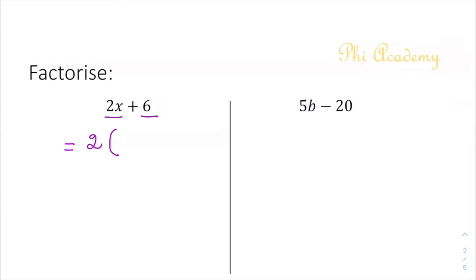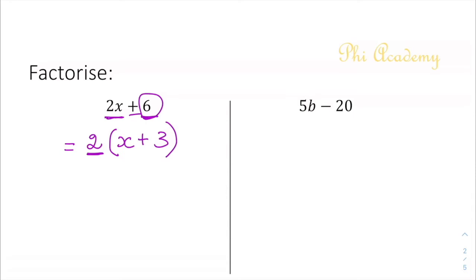Now what times 2 will give me 2x? I just need to multiply it by x. And then what times 2 will give me 6? It is 3. And because it is plus 6, it's going to be plus 3 times 2, which is going to give me plus 6. So the final answer is 2 bracket x plus 3.